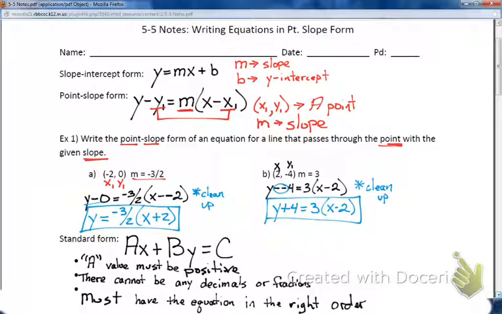And in the right order simply means in the order that the equation says. Your x term has to be first, and then your by, so your y term next, then equals your c, and c just being a number.